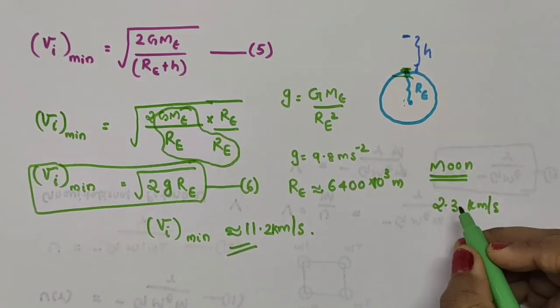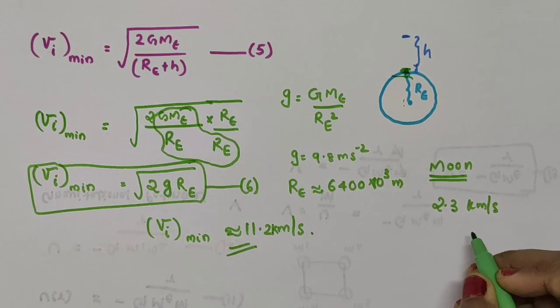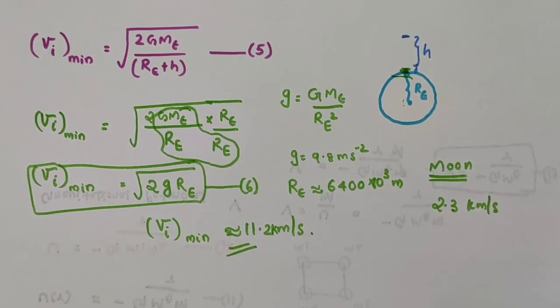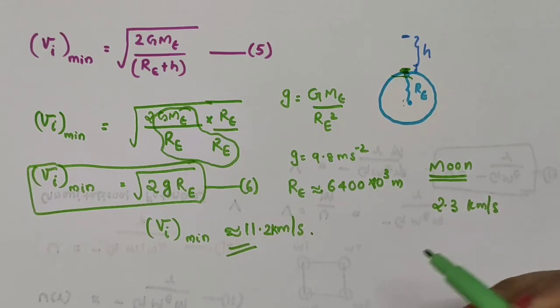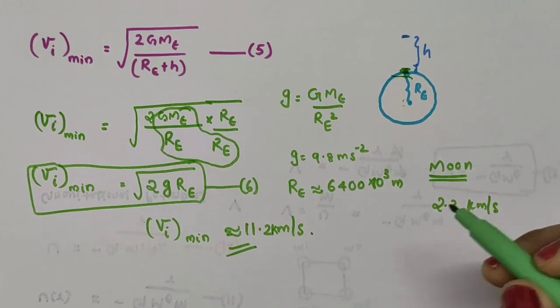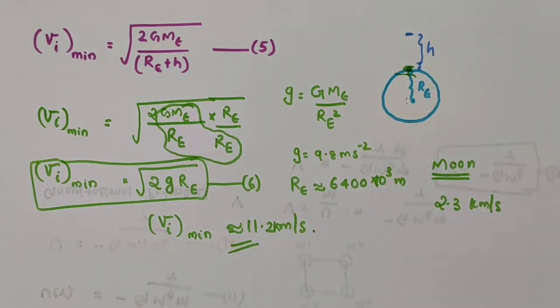This is the reason that the moon has no atmosphere, because gas molecules, if formed on the surface of the moon having velocities greater than this 2.3 km per second, will escape the gravitational pull of the moon. So in this video we have discussed escape speed. I hope you understood this.